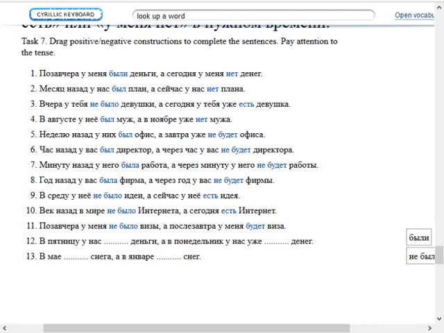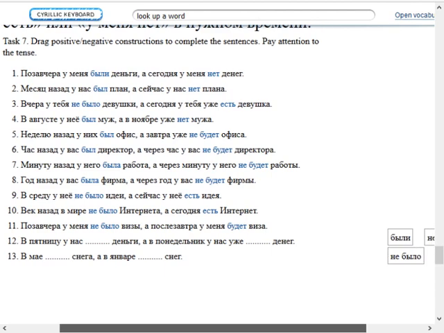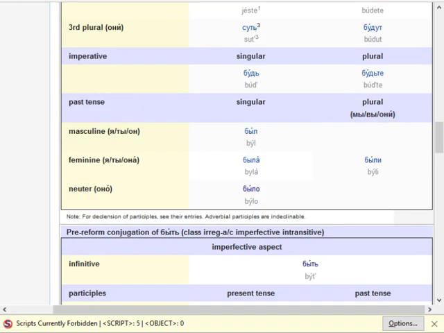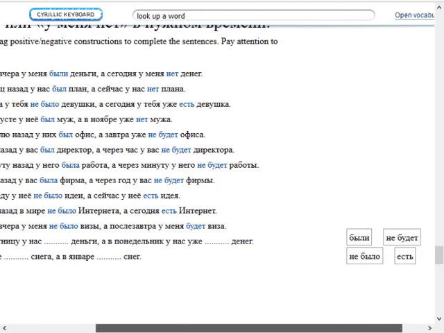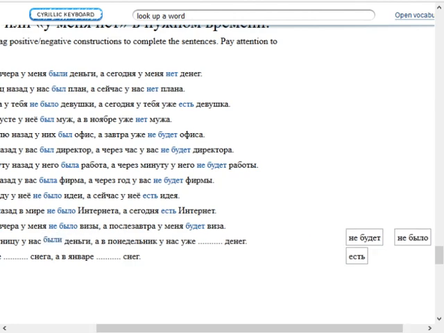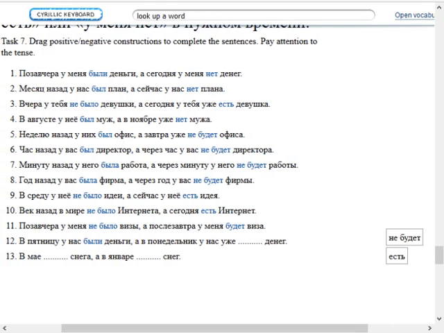"В пятницу," so on Friday, "у нас деньги." Okay, so "деньги" is plural, so we want past tense plural. Past tense plural is "были." So I think it's this one. "В пятницу у нас были деньги." On Friday we had money.